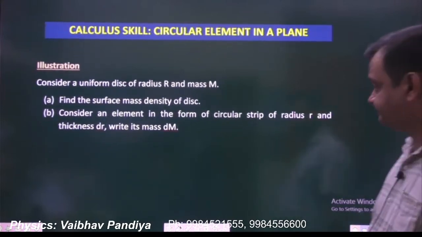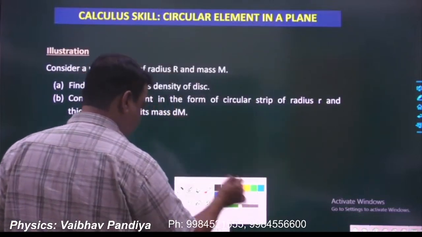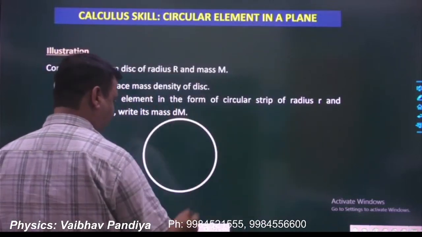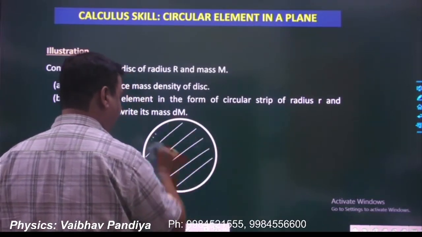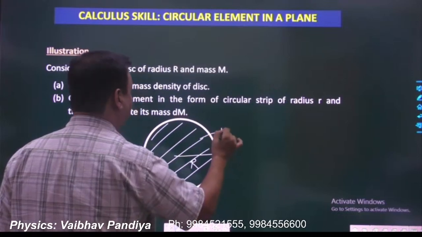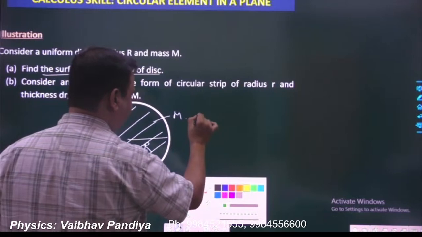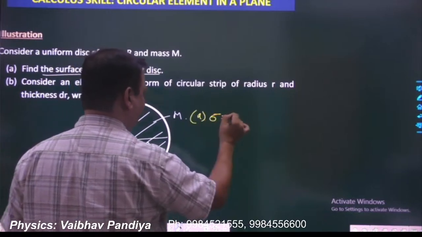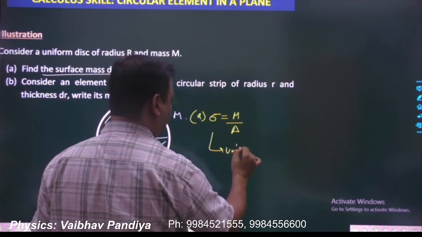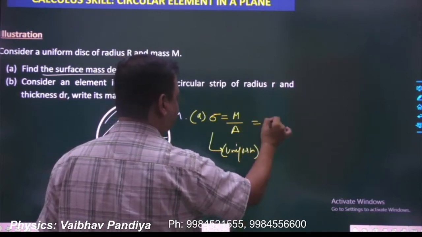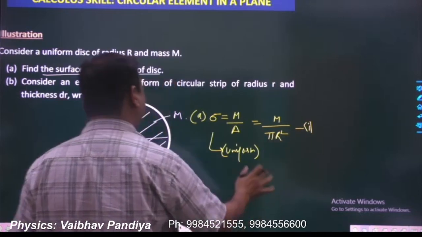Now see, the next illustration. Suppose we have a uniform disk. Uniform means homogeneous. So we have a homogeneous or uniform disk of radius r and mass m. And the first part is find the surface mass density. So this is very straightforward. Yes or no? Very easy. Sigma will be total mass by total area, and we can apply this formula. Why? Because it is uniform or homogeneous. So I'll get m divided by pi r square. That is sigma. Already we did such kind of problem a little bit back.